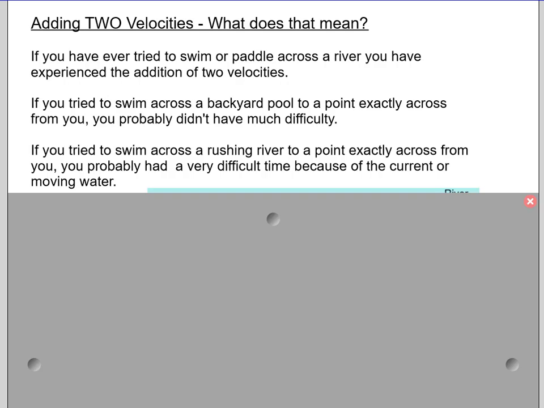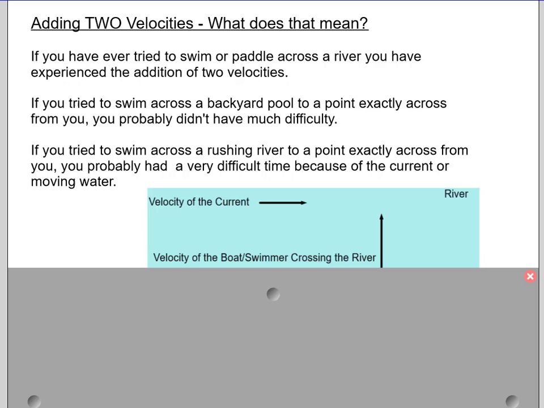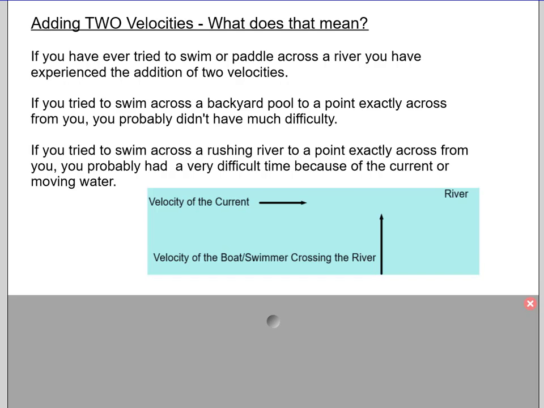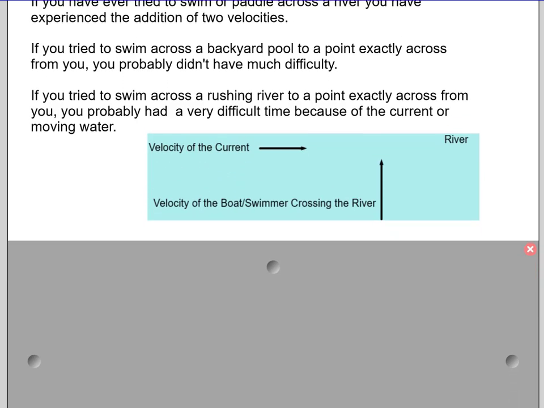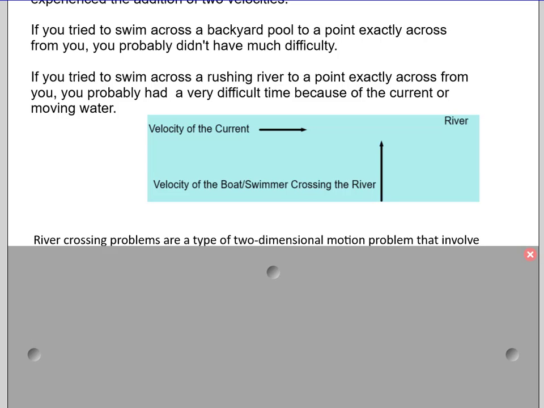So if you wanted to reach the point straight across from you, you would have to make an adjustment in your swimming so that your travel across the river would be a bit different. So let's have a look. This is what it would look like. Velocity of the current, velocity of the boat or swimmer, whatever it might be, crossing the river. And I've drawn them perpendicular to each other because that's where we'll start this conversation. And then we can see how we might adjust or adapt that depending on what we want to do.